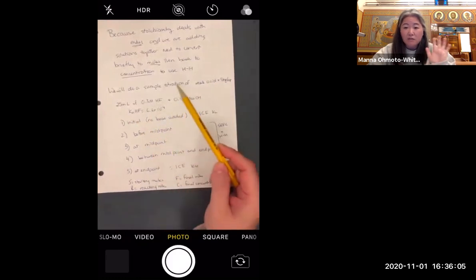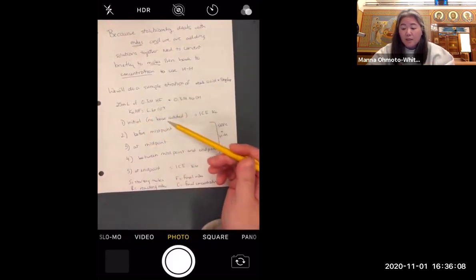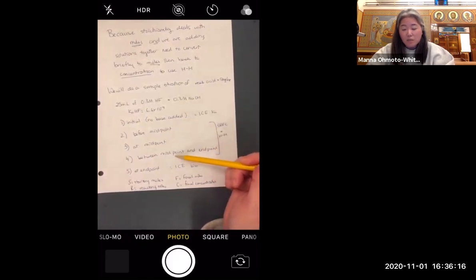And we're going to look at this at 5 different points. The initial point where no base is added, before the midpoint, after the midpoint, between the midpoint and the end point, and at the end point. So we'll find out that at the initial and the end point, all I'm going to use is ICE with Ka or Kb. Everything in between, we're going to use Henderson-Hasselbalch.